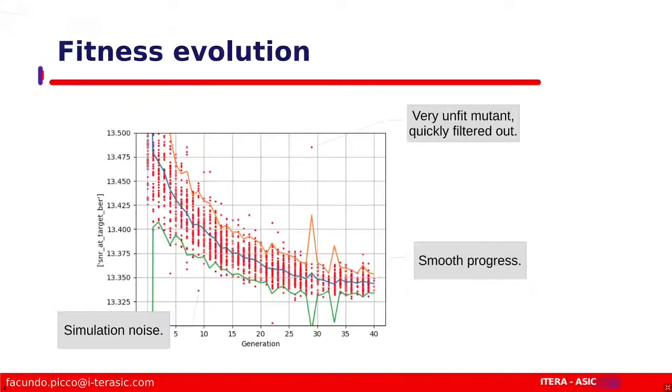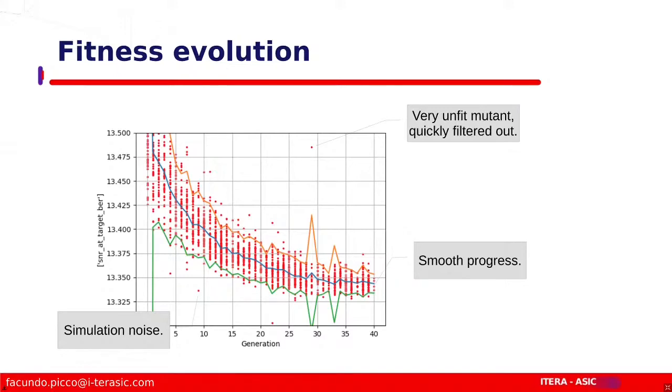So that was a bit on the configuration of the genetic algorithm, and then we will see some results, some curves generated, and to see some interesting stuff about how it works and how parameters converge. So what we see here is again how the key performance indicator, the signal to noise ratio at the target BER, evolves over generation or over time.